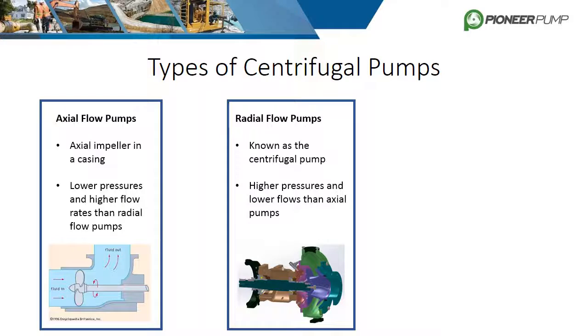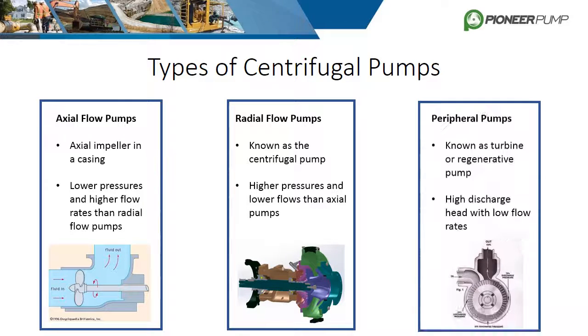The last type of centrifugal pump is a peripheral pump, also known as turbine or regenerative pumps. These pumps are used where high pressure is needed and flow requirements are relatively low. Unlike radial flow pumps, peripheral pumps can transport fluids with high gas content, but they lose to radial pumps in efficiency.